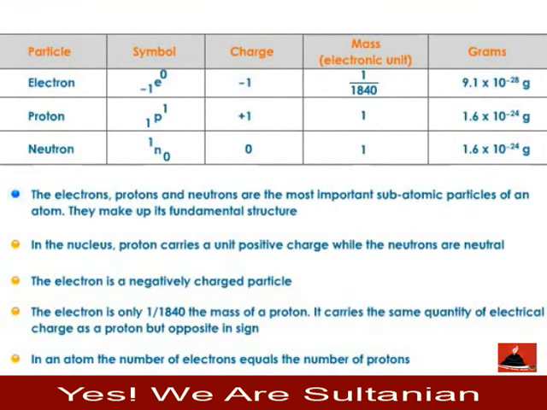The electrons, protons, and neutrons are the most important subatomic particles of an atom. They make up its fundamental structure. In the nucleus, the proton carries a unit positive charge, while the neutrons are neutral. The electron is a negatively charged particle. The electron is only 1/1840 the mass of a proton. It carries the same quantity of electrical charge as a proton, but opposite in sign. In an atom, the number of electrons equals the number of protons.